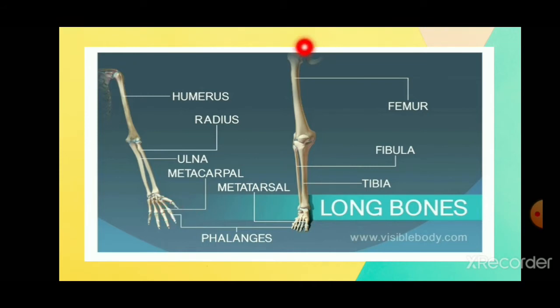Sa lower limbs naman, we have the femur. Ito yung longest bone in the body. We also have the fibula. Ayan. Tapos ito, tibia. Yan yung mga long bones sa lower limbs, sa legs. At ito naman yung metatarsals. Ayan. Tapos sa pinakadulo, we have the phalanges. Ayan, dito yung part na sa toes na meron ding long bones.